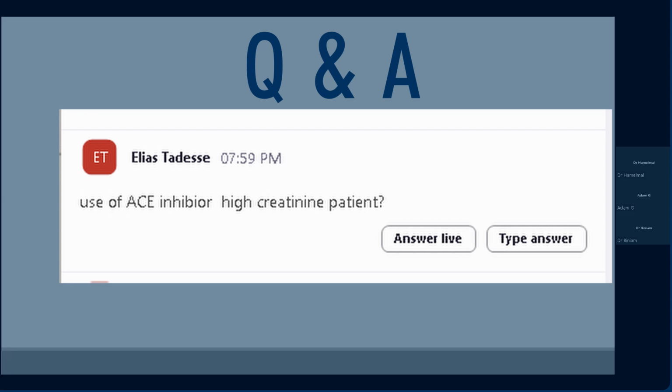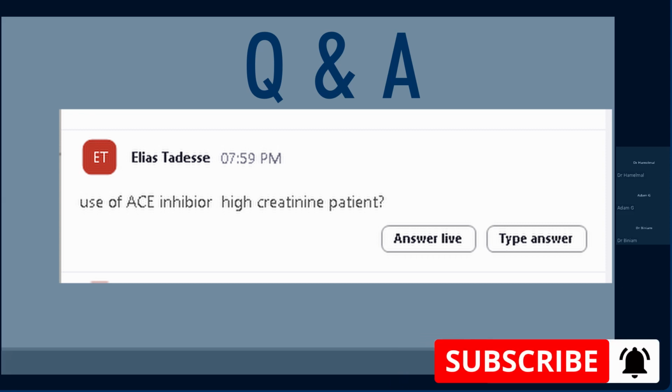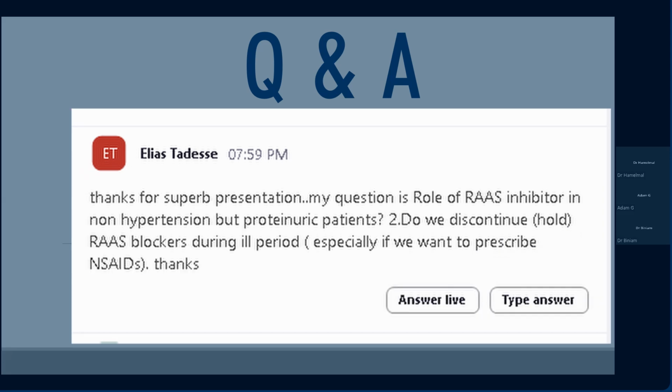Monitoring should be done. When you start ACE inhibitors, you should check for creatinine and hyperkalemia 2 weeks after initiation, and then continue. If it's tolerated by the patient, should go for maximum tolerated dose. Advanced CKD, there is a controversy below GFR of 15, but still you can use it if you are able to monitor the patient. Role of RAS inhibitors in non-hypertension but proteinuric patients, yes, I've already mentioned.